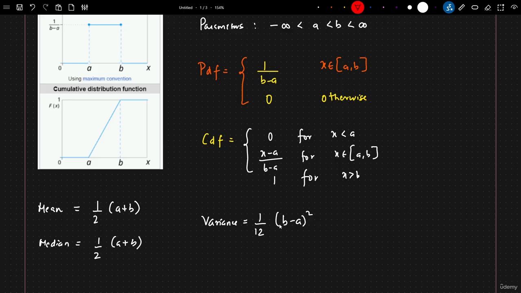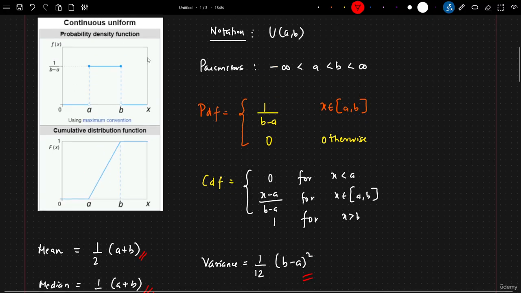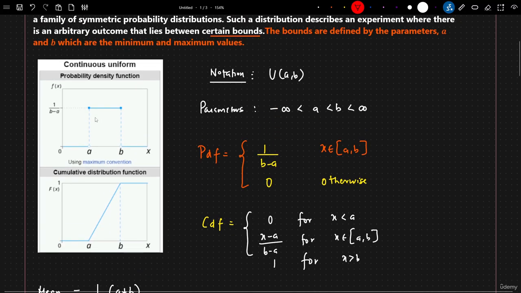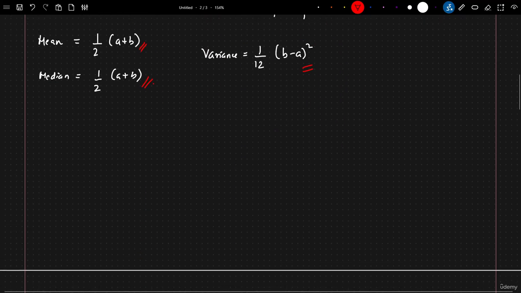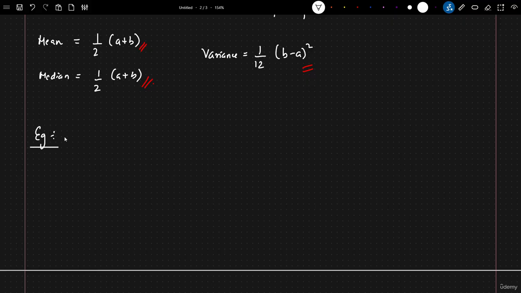Now remember, I'm not deriving all these things, but it is good that we know these values. Again, derivation is not that important as suggested. We just need to understand this specific distribution, and probably we'll get an idea of how this distribution looks. But at the end of the day, I really want to specify multiple examples. So first of all, let's take an example and see what a continuous uniform distribution is.